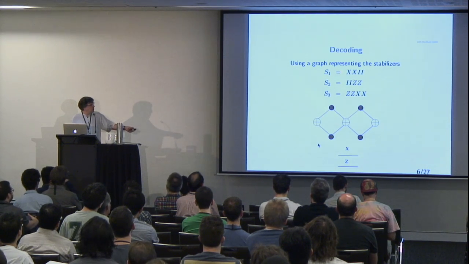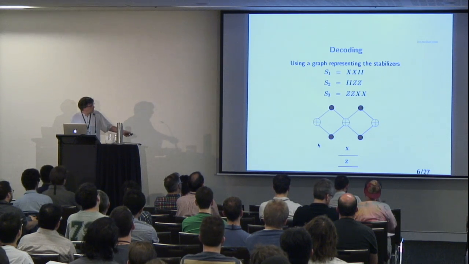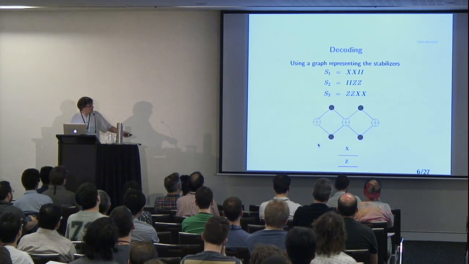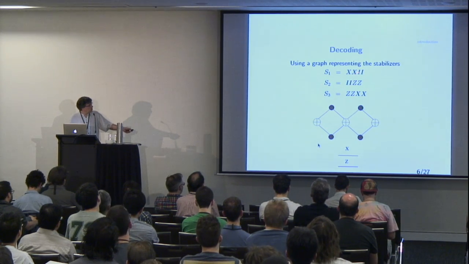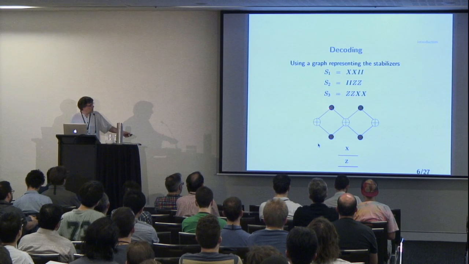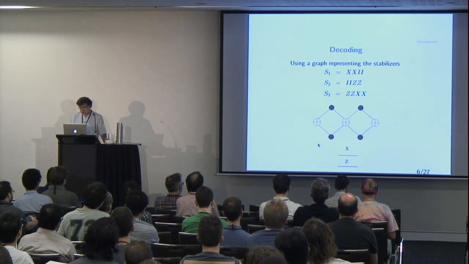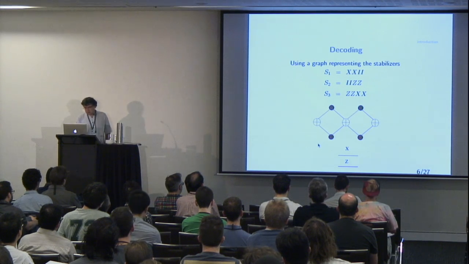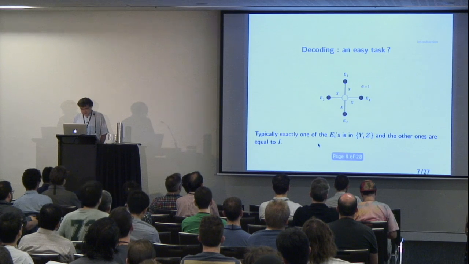For instance, this generator here has 2 X's, which are represented by these two blue edges, which correspond to the 2 X's which are here. And these are the first two qubits. Okay? So you can represent this. And this graph is very useful to understand how the decoding behaves.